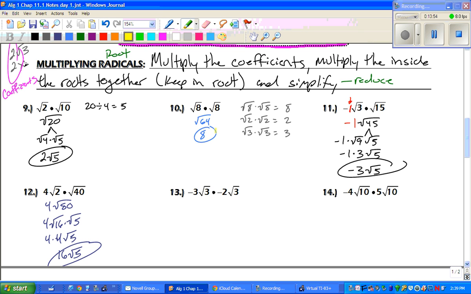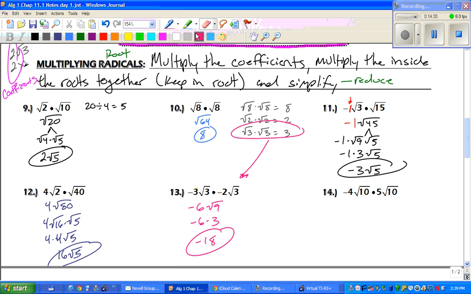Okay, number 13. Outside with outside, inside with inside. So we're going to get negative 6 times the square root of 9. Well, you'd be like, whoa, Mr. Grice, I remember that right there. And I know the square root of 3 times the square root of 3 is going to give me 3, which is true, because the square root of 9 is 3. And then simplify, we get negative 18.